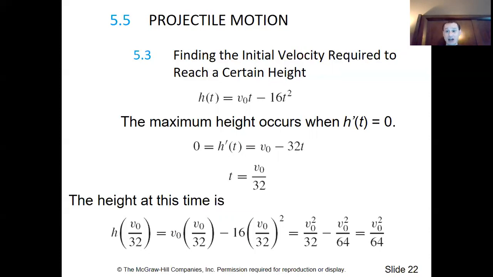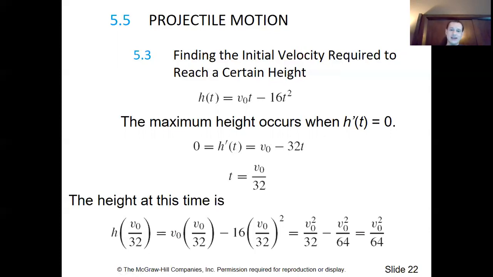Well, the key is the velocity at the top is 0. So if you plug in 0 for your velocity equation, h prime, and you solve for that time, you get that the time is going to be, well, too bad it's in terms of your initial velocity, but it's v naught over 32. Okay, well, I want to know what the actual maximum height is.